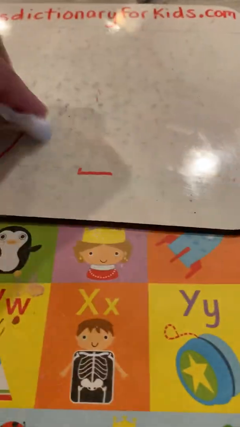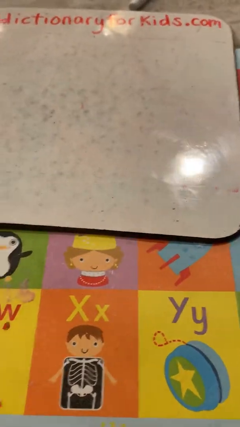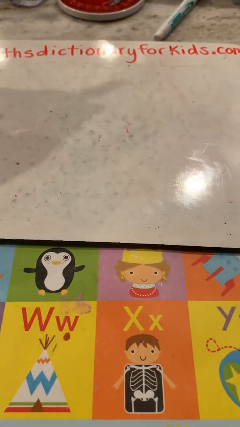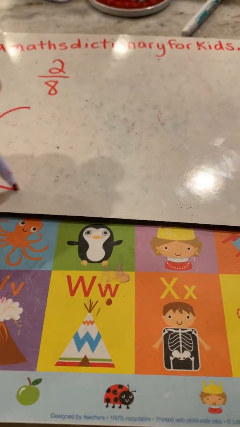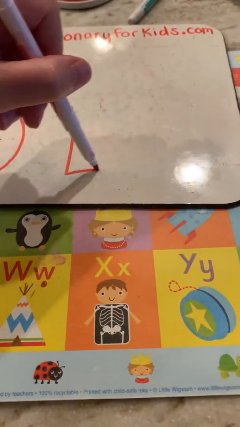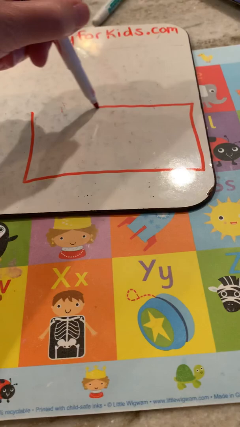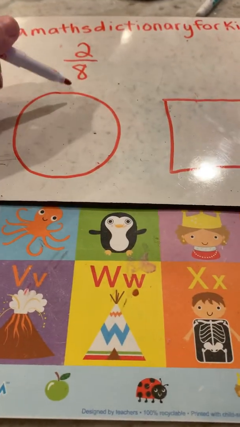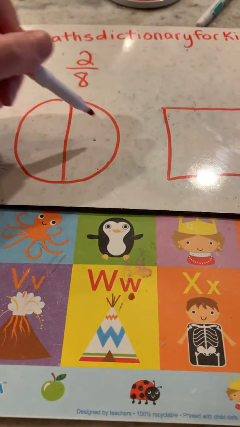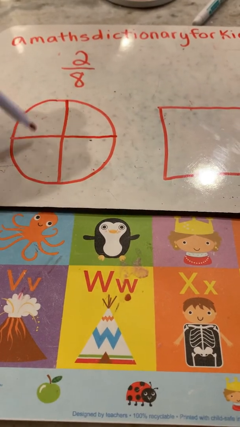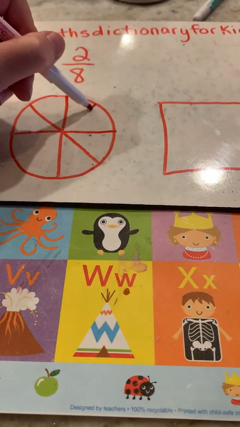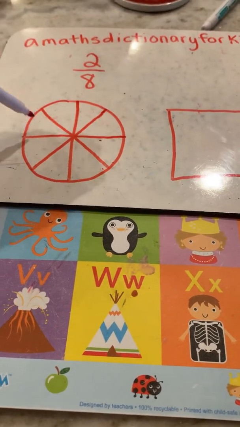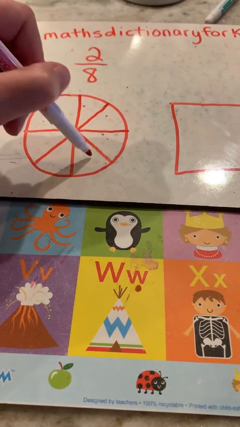Let's do another example. Let's do 2/8. I'm going to show you using a circle model, and I will show you using a rectangle model. I'm going to cut this into eighths. So that's 2, 4, 6, 8, right? 1, 2, 3, 4, 5, 6, 7, 8.